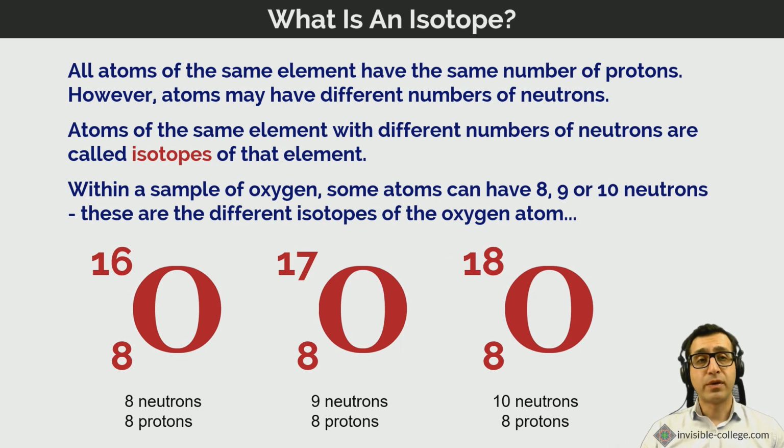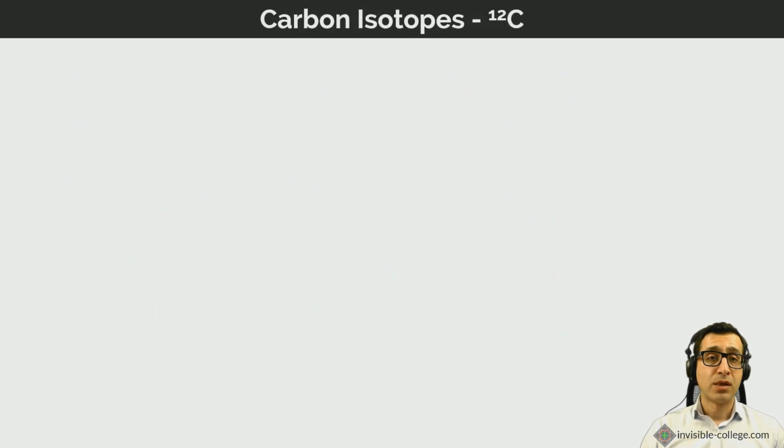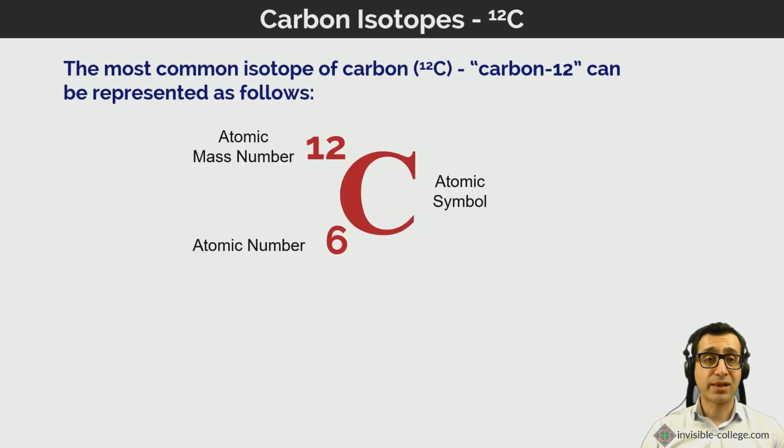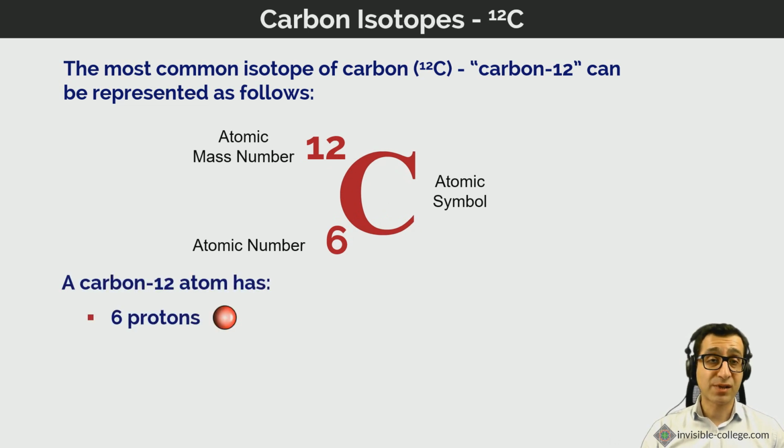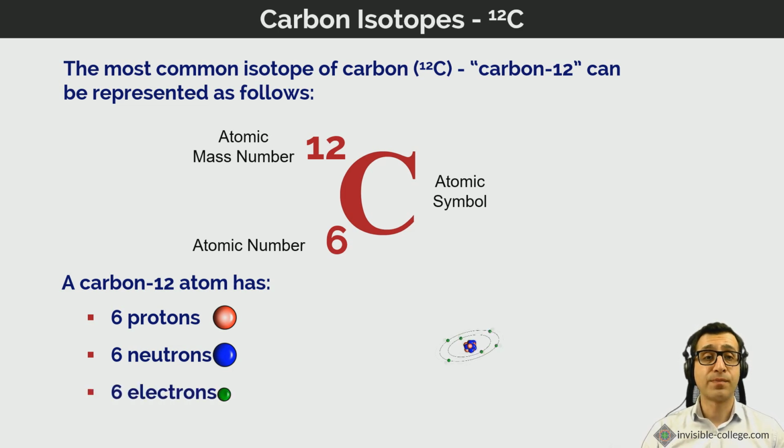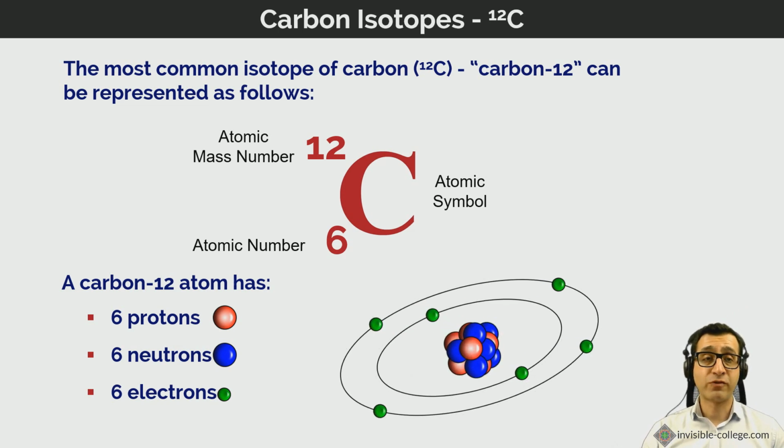So carbon-12 is the isotope against which the mass of other atoms is compared to give the relative masses of those elements. So the most common isotope of carbon is in fact carbon-12, and again this can be represented like this. So a carbon-12 atom has 6 protons, which is the same for any isotope of carbon, but this particular isotope has 6 neutrons, and if it's an atom, it will also have an equal number of electrons to protons, which will be 6. And so this diagram would represent a diagram of a carbon atom.